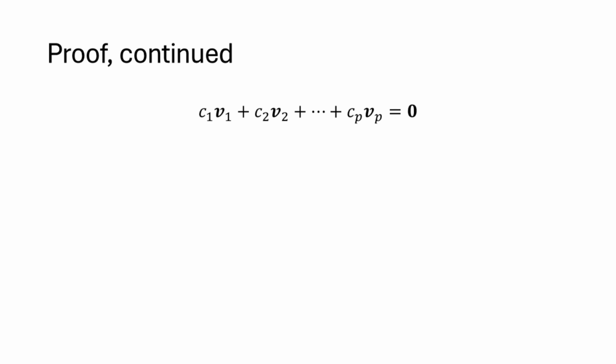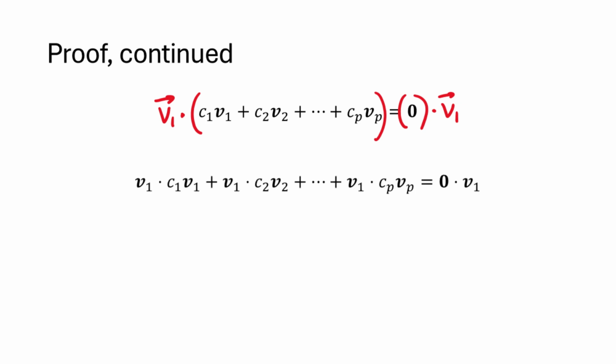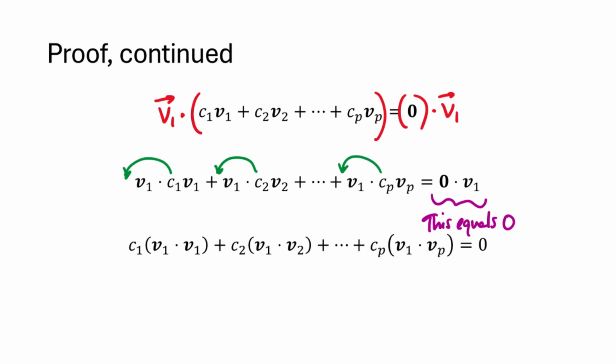So our first step is going to be to take that equation and take the dot product of both sides with the vector v1. On the left-hand side, we can distribute that dot product, and then we can rearrange the scalars, pulling the c's to the front of those dot products. And on the right-hand side, we should realize that the dot product of any vector with the 0 vector will be the scalar 0. So that gives us an expression that looks like this. c1 times the dot product v1 dot v1 plus c2 times v1 dot v2 and so on through cp times v1 dot vp equals the scalar 0.